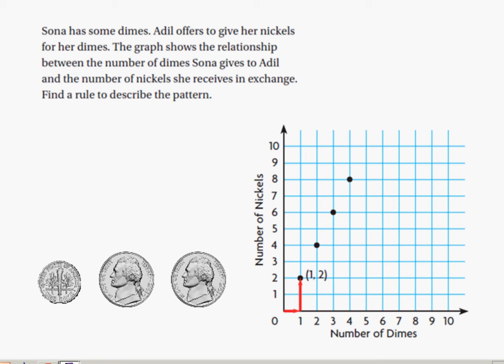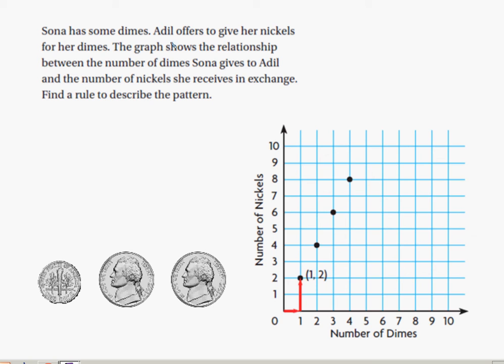I'm going to talk about how to figure out the rule or the equation for a set of data that you have graphed or that you have the table or ordered pairs for. So let's take a look at this situation.